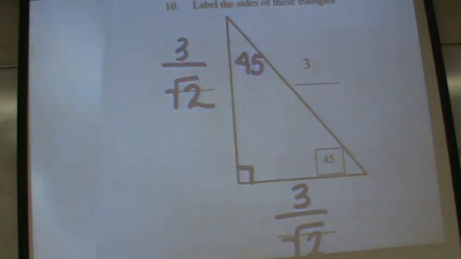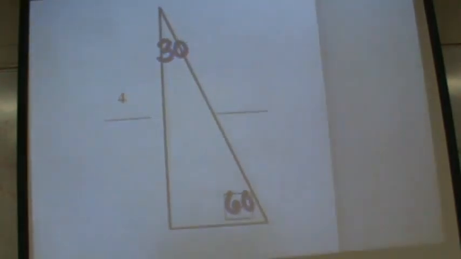That's it. So it's 3. When you go from hypotenuse to leg, you divide by the square root of 2, if it's a 45. If you're going from leg to hypotenuse, you multiply. And this one, I need you to quickly switch, fix, put 30, 60, fix them.